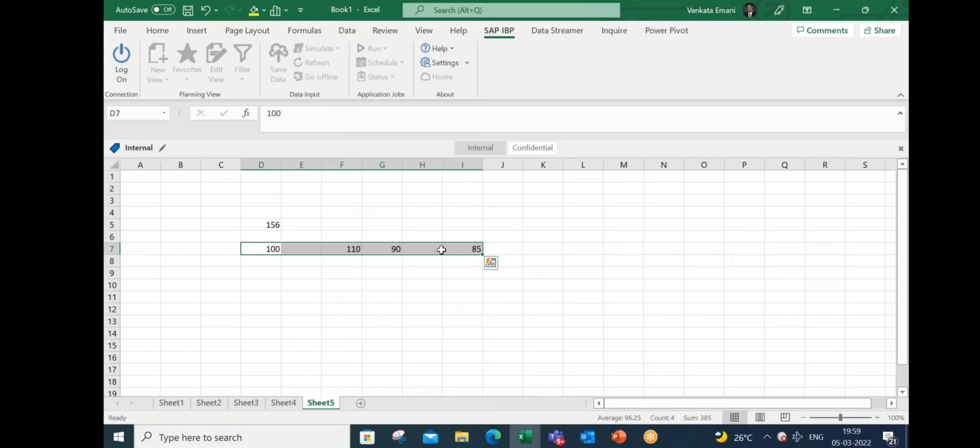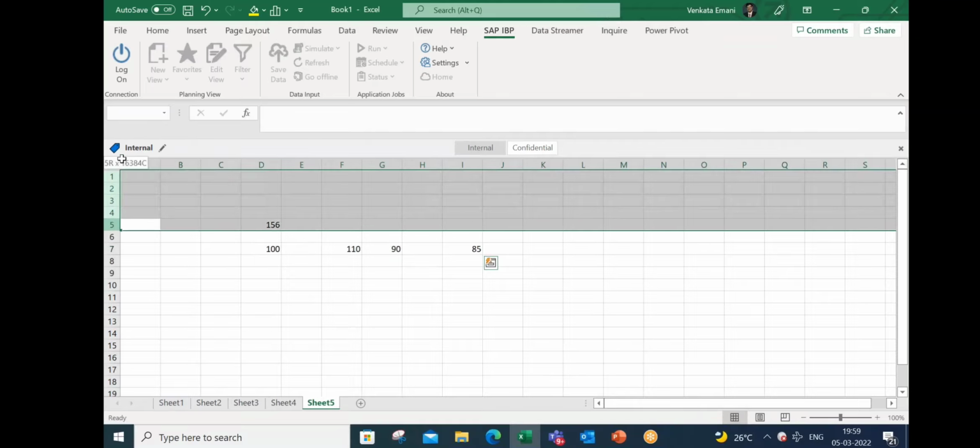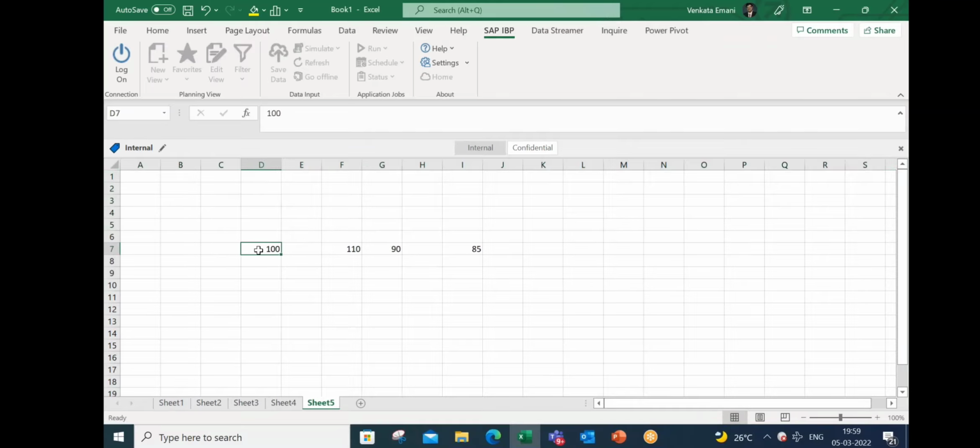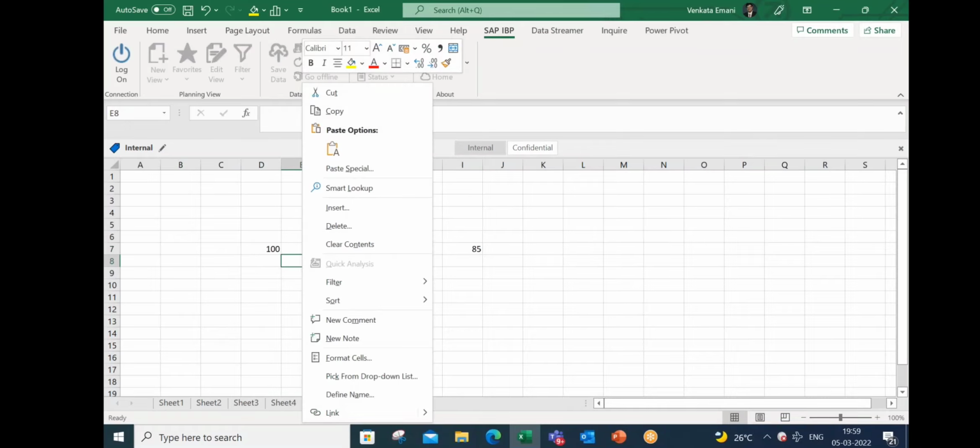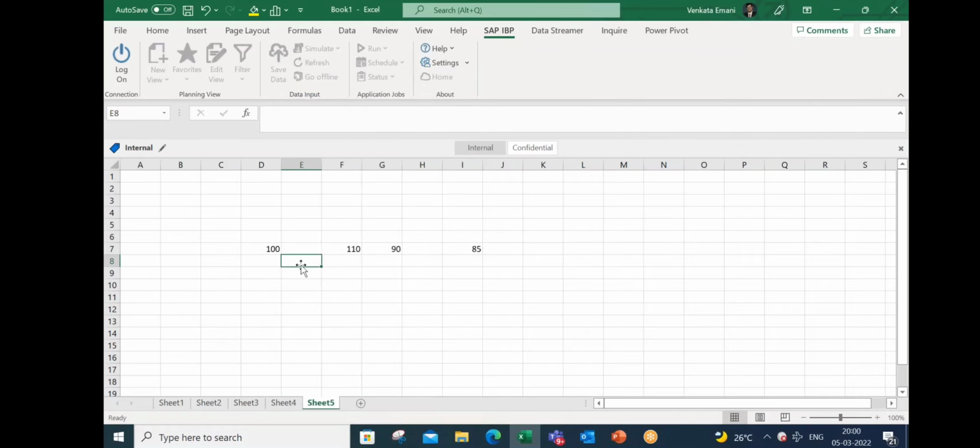Now I'm having some missing values in between. The system is asking whether you want to substitute these missing values, and there are various ways to do it. The first option is to substitute the missing values with the mean. The mean here is 96.25. If you select that option, the missing values will be replaced, but in your actual history key figure, the sales history, it will not replace and save.